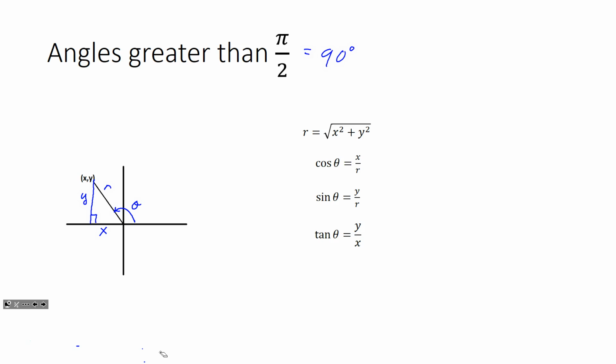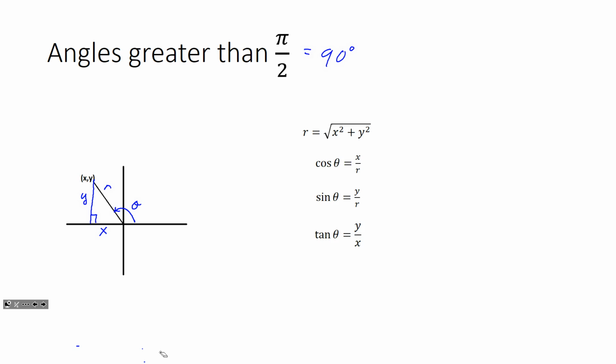Please notice that even though the x value would be negative and the y value would be positive since it's in quadrant 2, the formulas from the previous slide could be used for r, for cosine, sine, and tangent.